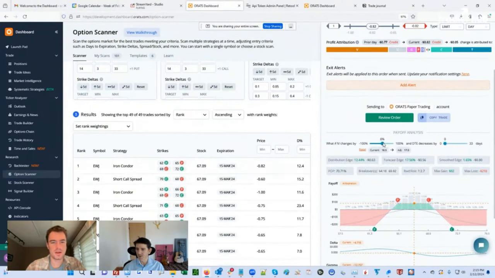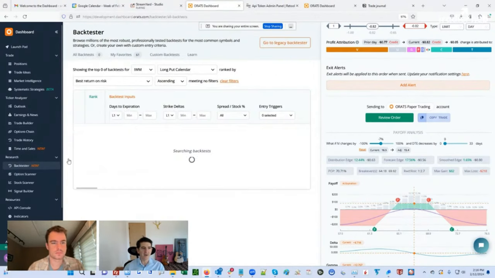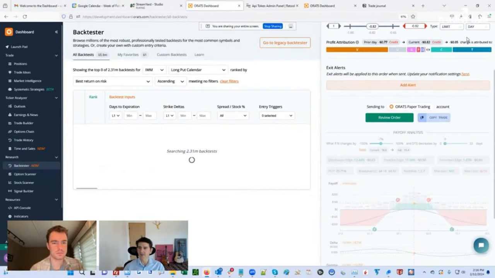Yeah, it looks good. Do we have any exit alerts that we want to put on this trade? Yeah, for this trade, I like to have exit alerts. So how could we find these? One way is to go to our backtester, and let's minimize this.